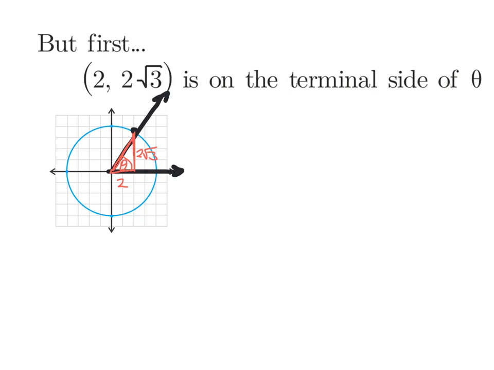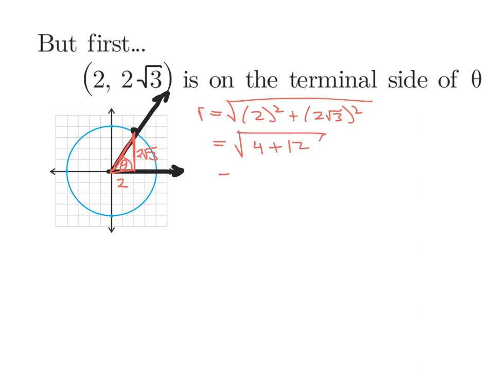We can use that, since it's a right triangle, to come up with the radius of the circle, or that hypotenuse of the triangle. And from the Pythagorean theorem, we know that the radius is going to be the square root of 2 squared plus 2 root 3 squared. So real quickly, 2 squared is 4, 2 root 3 squared is 12. So we're looking at the square root of 16, which is 4.